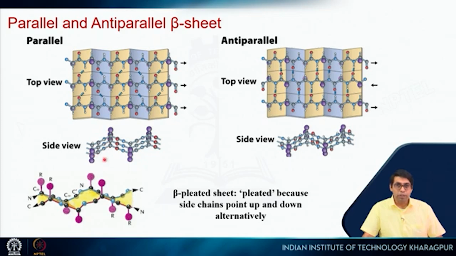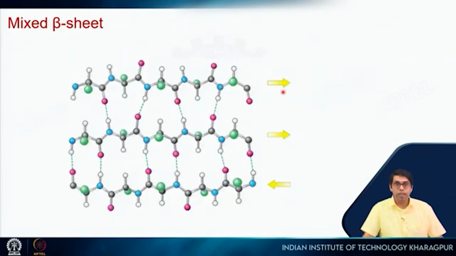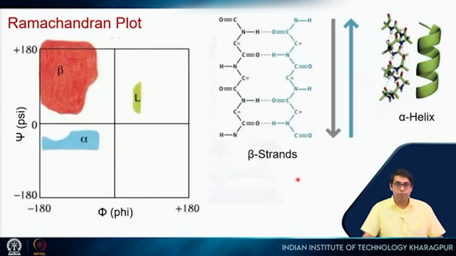If we see from the side view, we will see that the side chains alternate as going up and down, and this results in a pleated structure, which is why these are also referred to as beta pleated sheets. Again, we can have mixed beta strands. One beta strand goes in this direction, another goes in this direction, so these two are parallel, and the third one goes in the opposite direction, so these two are anti-parallel. So, we can have parallel, anti-parallel, and mixed orientations.